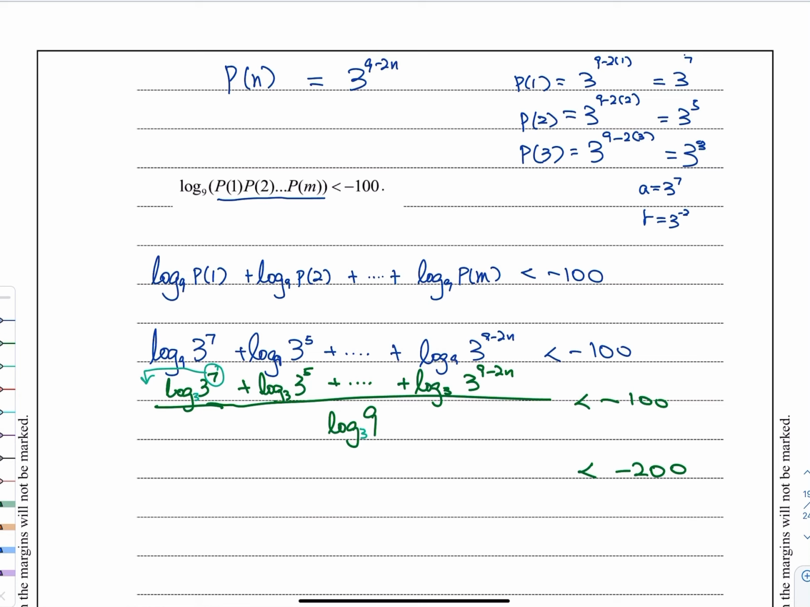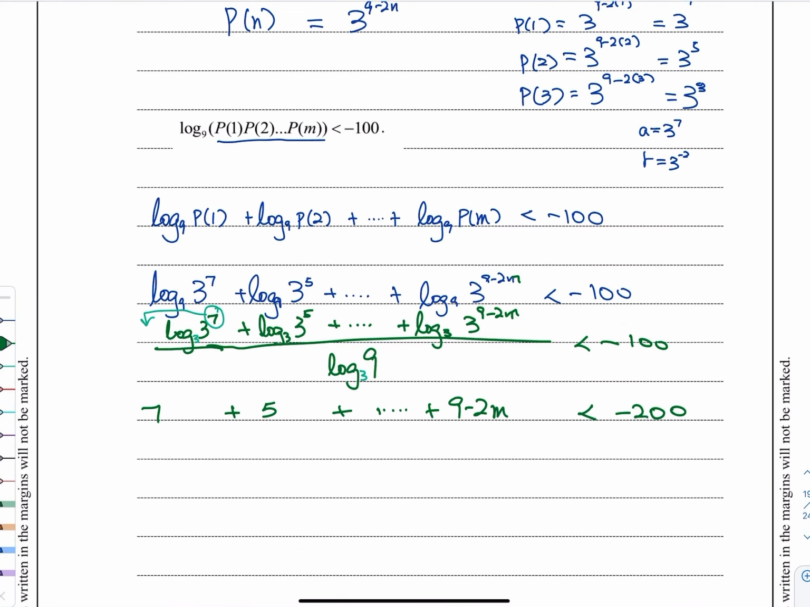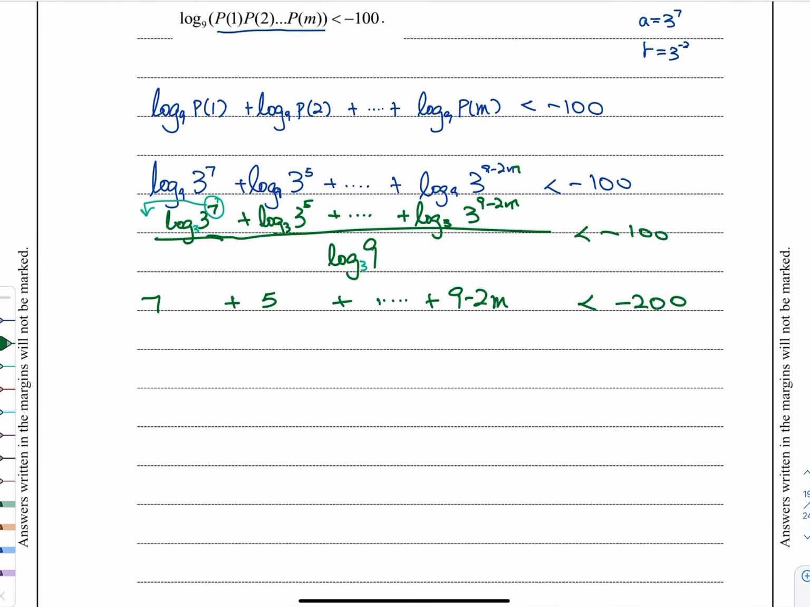And then now this 7 comes down. And because that is log 3 of 3, you can cancel out. No need to write. Plus 5 plus 9 minus 2m. It's m because the question gave you m. If you write n, you can have a p minus 1. Alright, now it looks much easier, right? You have everything now. You have your first term, you have your common difference, and you also know how many terms in total, m.